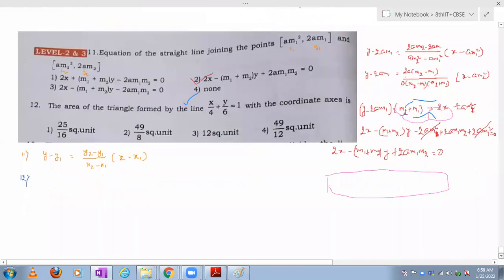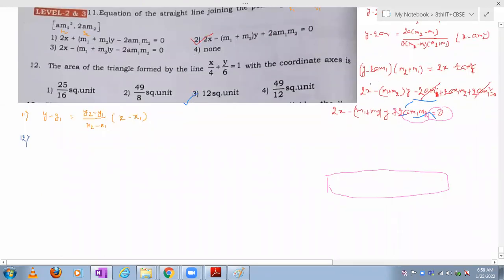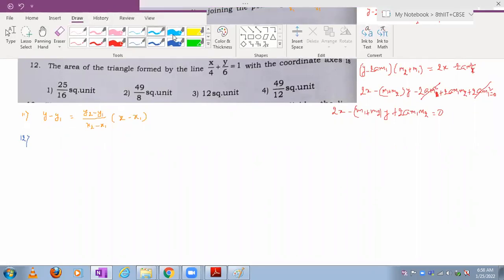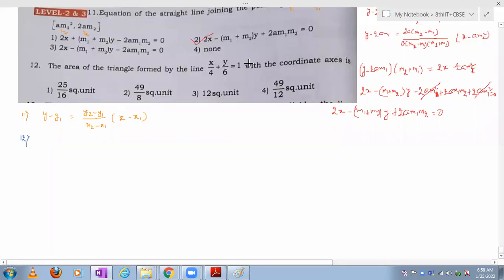Now the 12th question. Sir, is there any trick to remember that formula? No, you have to remember that. There is only one trick: you have to practice more. I'm saying that for everybody. There is no trick, only thing is you have to practice more. There is no substitute for practice. Okay?